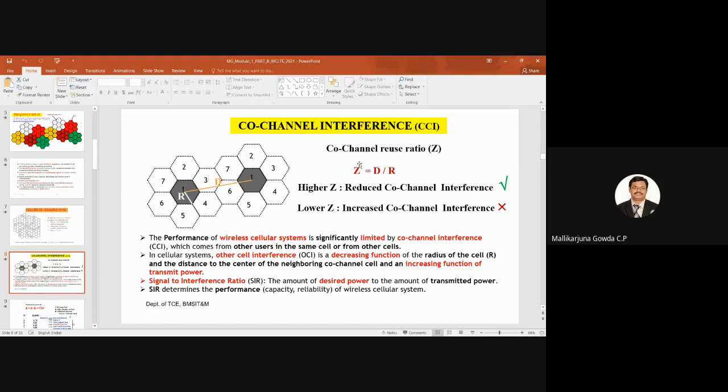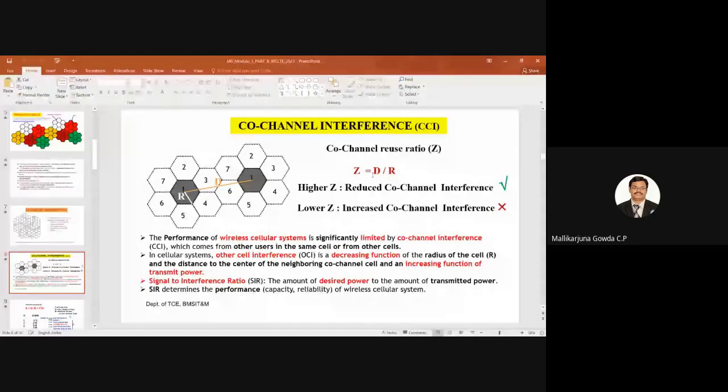And I say if the value of Z is high, there will be a reduction in the co-channel interference because the co-channel cells are at a far distance, because D is more. And if the value of Z is low, what happens? The distance between the co-channel cells will be less. With that, the co-channel interference will increase. So it is a very simple logic, right?